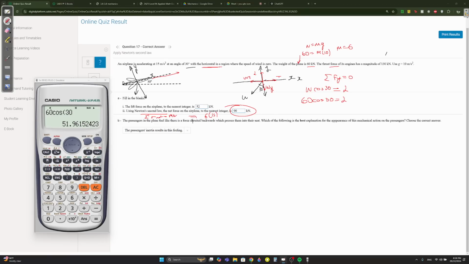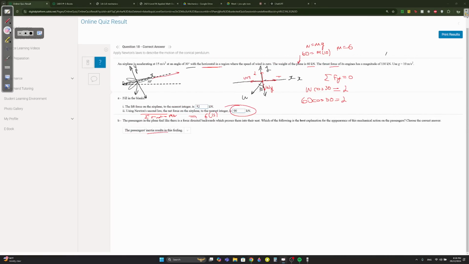The passengers in the plane feel like there's a force directed backwards. It pushes them into their seat. Which of the following is the best explanation for this mechanical action? Obviously, inertia. Inertia basically means there's a resistance to every force. Every force that happens, there's resistance. Pushing you forward means there's inertia pushing you backwards.